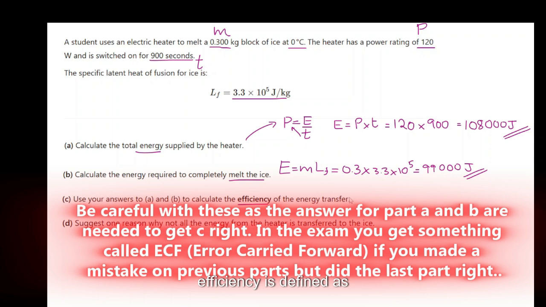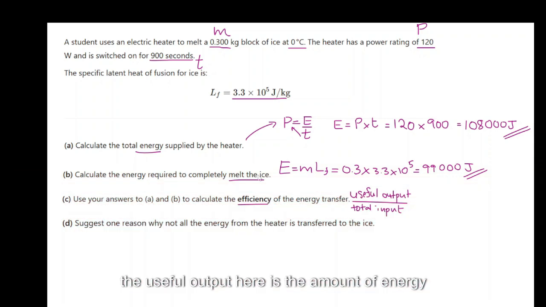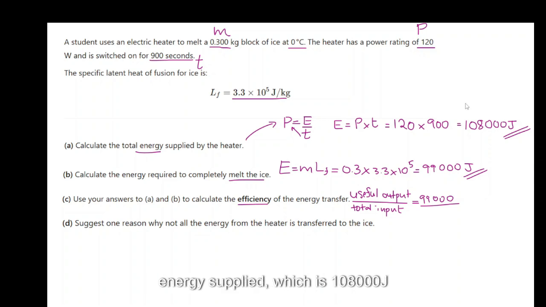Use your answers to A and B to calculate the efficiency of the energy transfer. Now, efficiency is defined as useful output divided by total input. Now, the useful output here is the amount of energy that went to the ice, which is 99,000, divided by the total input, the amount of energy supplied, which is 108,000. So I get 0.916 recurring. So let's call it 0.92 to 2 decimal places.